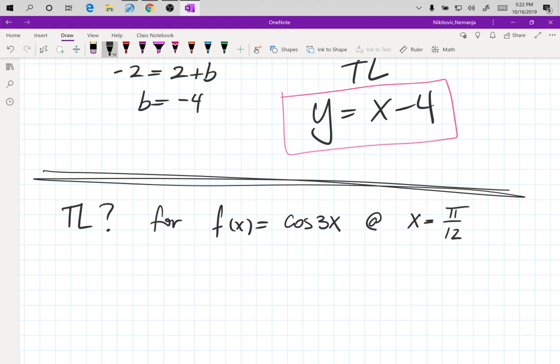Step number 1, get the derivative. Step number 2, get the slope by plugging in the value. Then get the y value, and finally figure out b.